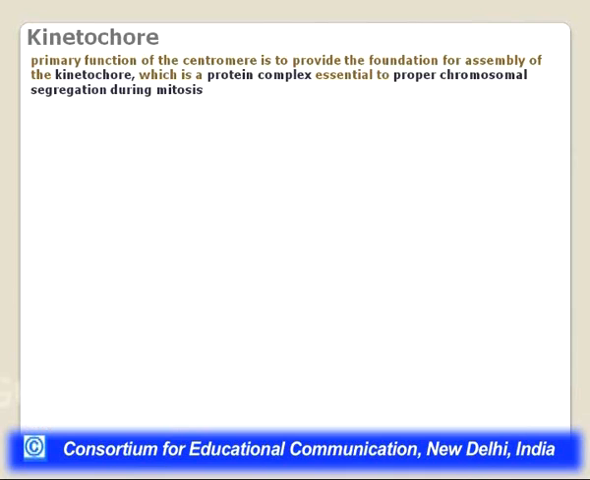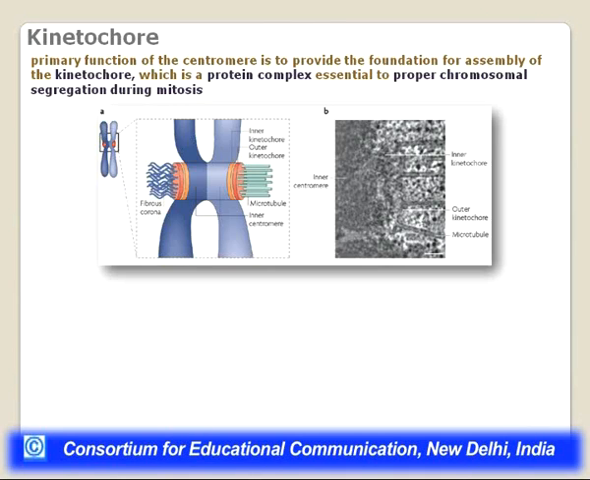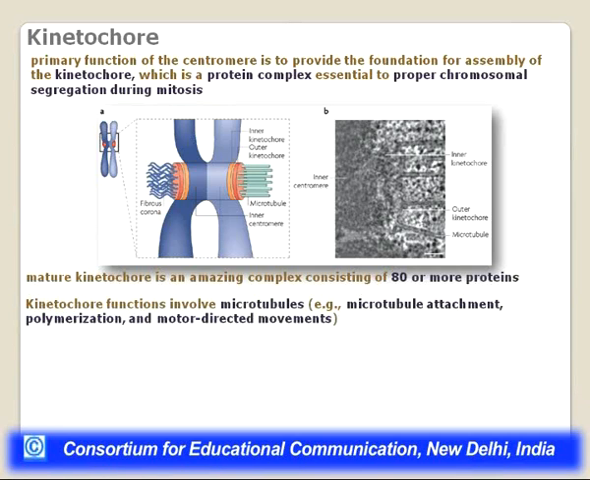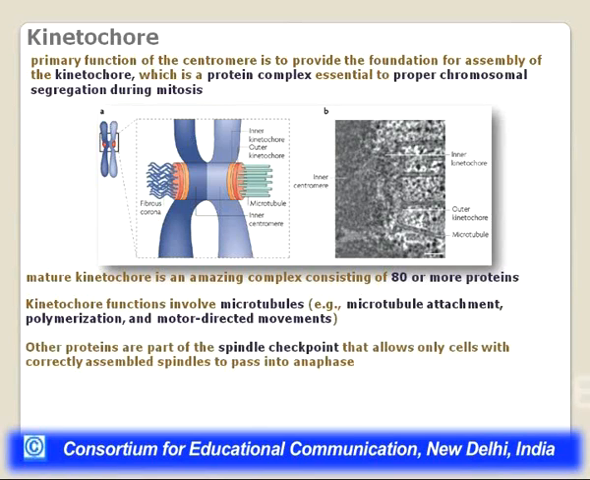So what is a kinetochore? The primary function of the centromere is to provide the foundation for assembly of the kinetochore. Kinetochore is a protein complex essential to proper chromosomal segregation during mitosis. Kinetochores are the protein molecules where the spindle fibers attach and then contract to move the two sister chromatids towards two different poles. The mature kinetochore is a complex of about 80 or more proteins. Its functions involve microtubules, as I said. The other proteins are part of the spindle checkpoint that allows only cells with correctly assembled spindles to pass. So, there are checkpoints in the cell cycle. If there is a correct organization of the spindle fibers, only then can it move to the next phase.